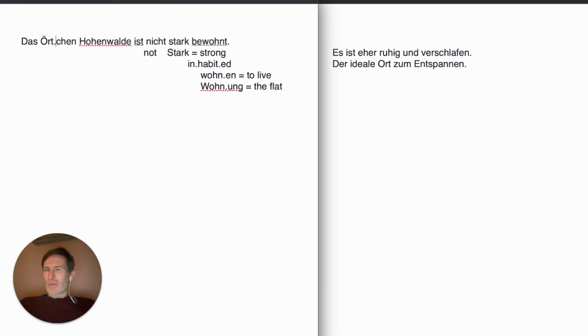And here, remember Ort, which was the place, and then you have a chen here, which is tricky, but you might know from the word Mädchen, and you might know that it actually is a small maid. So chen makes things small, so Örtchen is a small place. So the small place Hohenwalde is not strongly inhabited. So Mädchen, small maid. And you can see the maid in here, right?